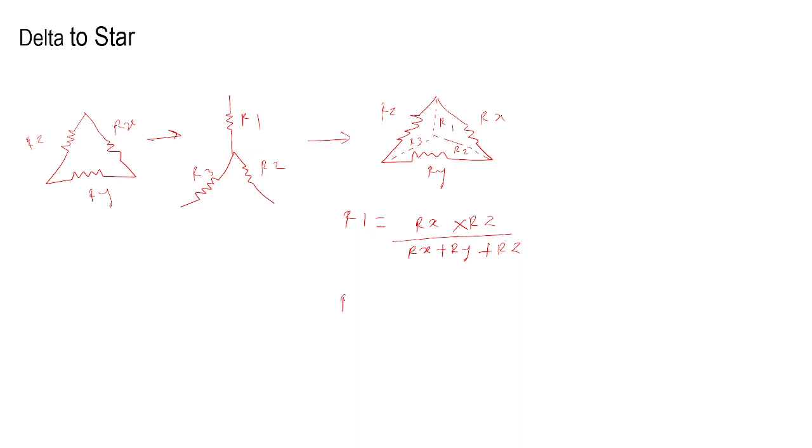नेक्स्ट आहे R2. R2 ची associated कोण आहे टाइप करा. आहेत Rx Ry. Rx multiplied by Ry. Denominator will be the same, Rx plus Ry plus Rz. Last is R3. R3 चे associated कोण आहेत? Z आणि Y. So it will be Rz multiplied by Ry divided by Rx plus Ry plus Rz. In this way the network is converted.